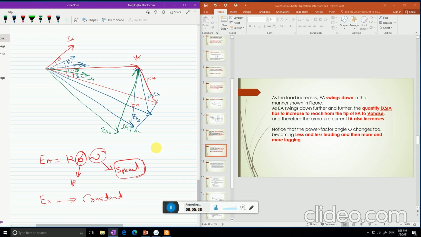So that's how these parameters change when we increase the load. Number one is the delta. The delta will increase. When delta increases, EA will swing down and the nature of IA will change. At no load, IA is leading, but at higher load, IA will become less leading and then become lagging.